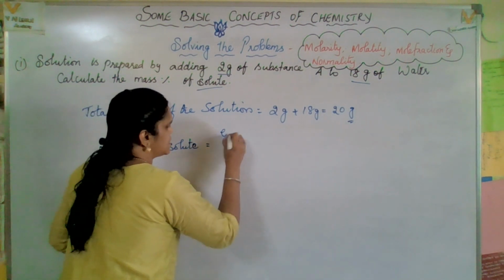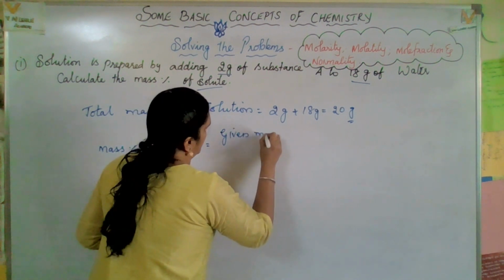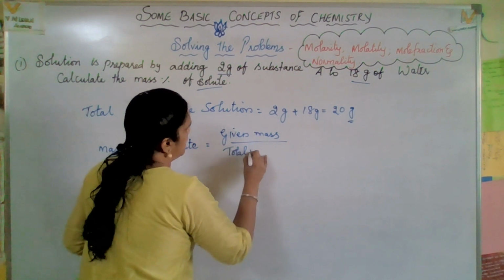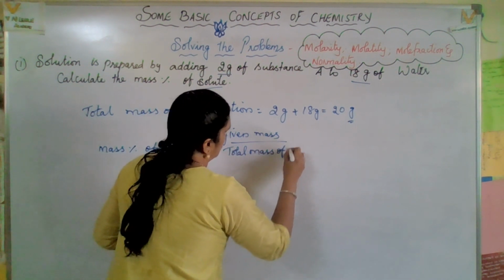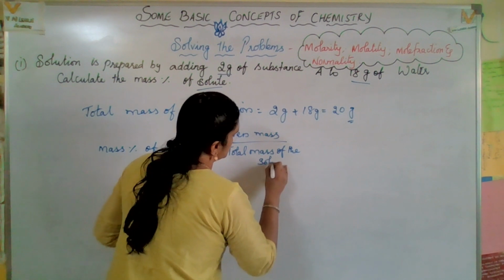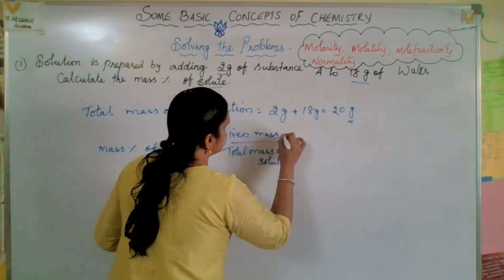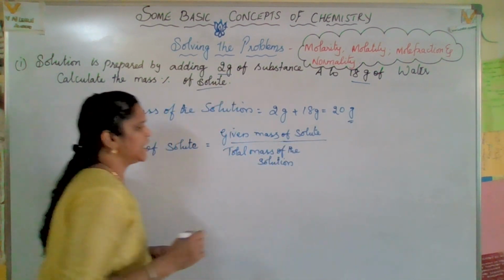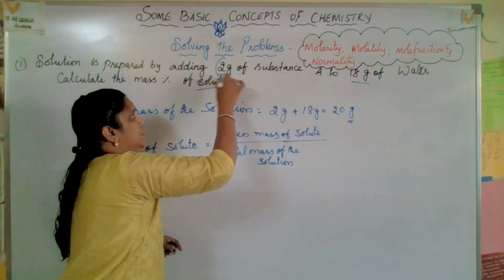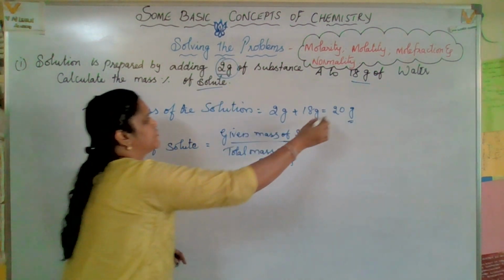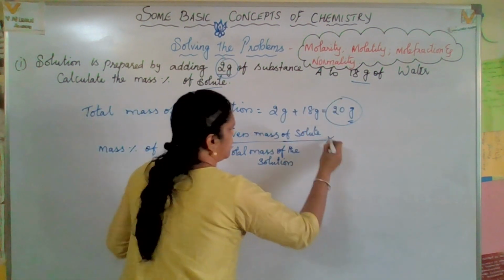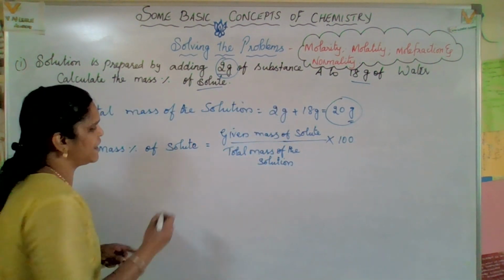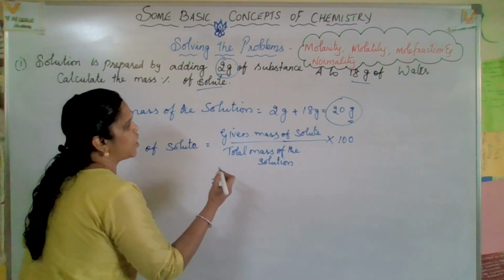Mass percentage of solute is given mass of the solute divided by total mass of the solution, into 100. I hope you got a clear idea. I think now itself you got the answer.